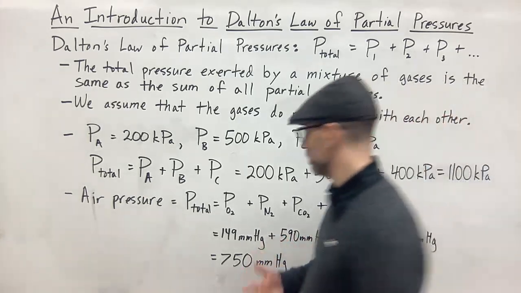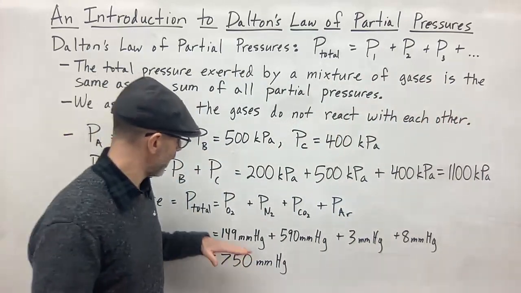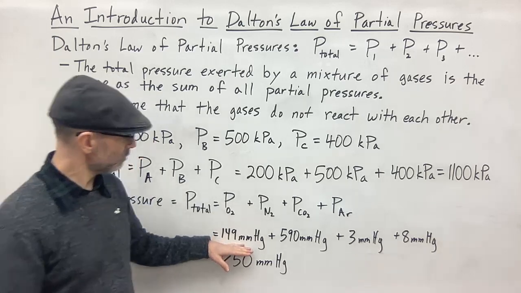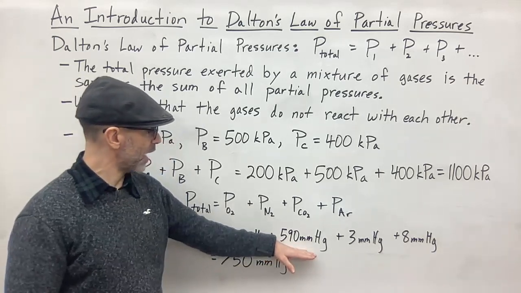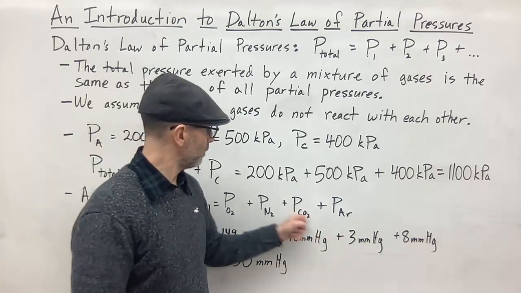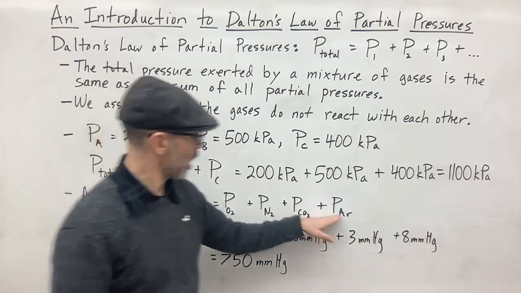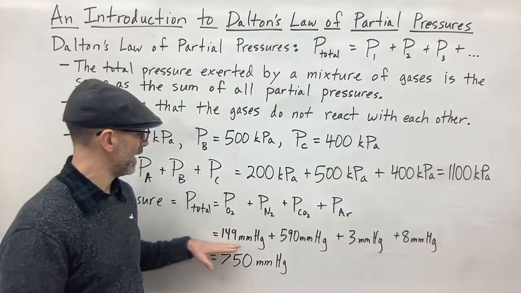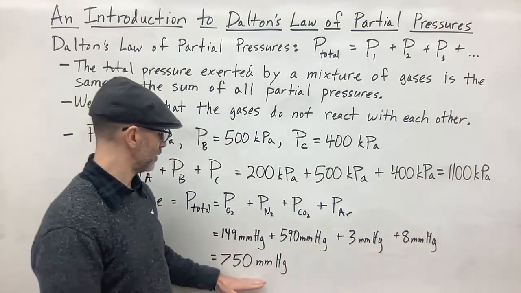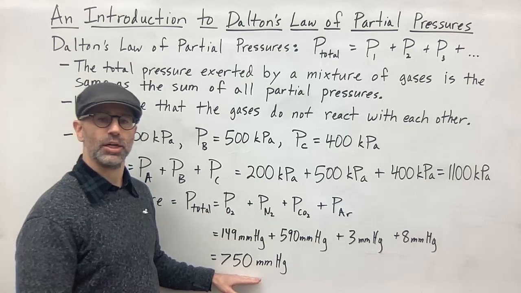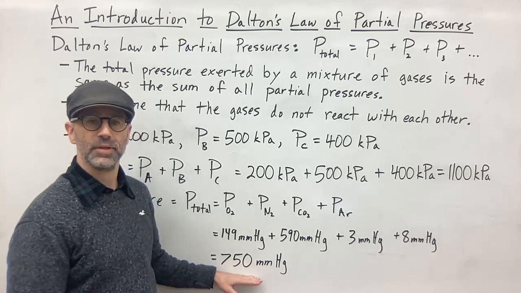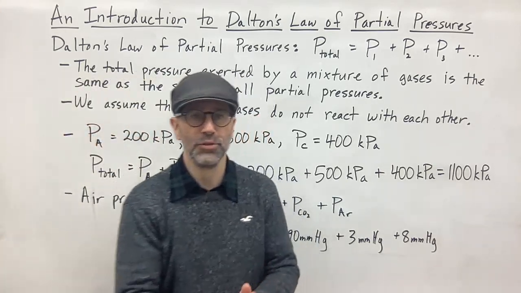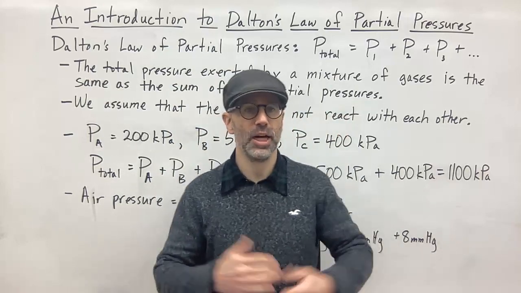And so if we take the numbers here, let's say that the partial pressure of oxygen is 149 millimeters of mercury. And then nitrogen is 590 millimeters of mercury. Carbon dioxide would be 3 millimeters of mercury, and argon 8 millimeters of mercury for the partial pressures, respectively. And then if we add the partial pressures together, the atmospheric pressure would be 750 millimeters of mercury. And so that gives you an idea of what we mean by Dalton's law of partial pressures and a couple of examples to hopefully clarify anything.